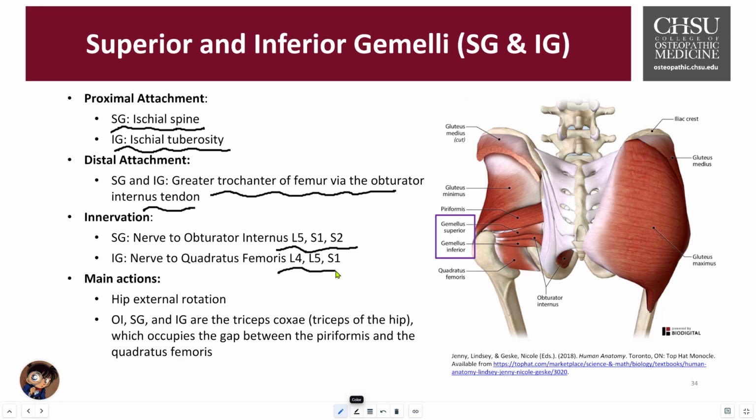These are main hip external rotators. Together, the OI, obturator internus, with the SG-IG are paired as the triple triceps coxa of the hip. And it occupies that gap between the piriformis and the quadratus femoris. And oftentimes, when any of these muscles get inflamed or injured, it can cause pain.